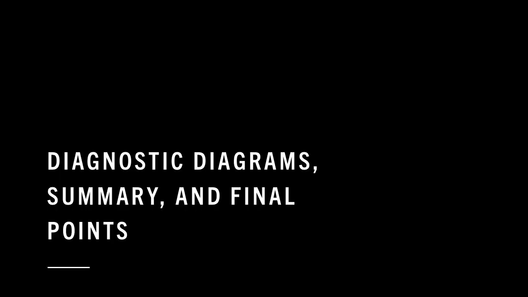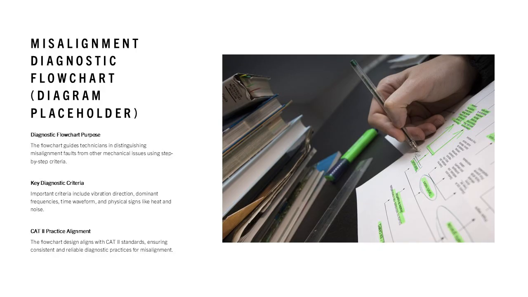Misalignment diagnostic flowchart, diagram placeholder; vibration signature examples, diagram placeholder; thermal growth illustration, diagram placeholder; summary; final key points; final slide. This slide contains a placeholder for a diagnostic decision flowchart that guides technicians through identifying misalignment versus other similar faults. The flowchart typically includes decision points involving vibration direction, dominant frequencies, time waveform characteristics, and physical signs such as heat, coupling wear, or abnormal noise. While the diagram is not embedded here, the placeholder guides users to insert an engineering diagram consistent with written practices.